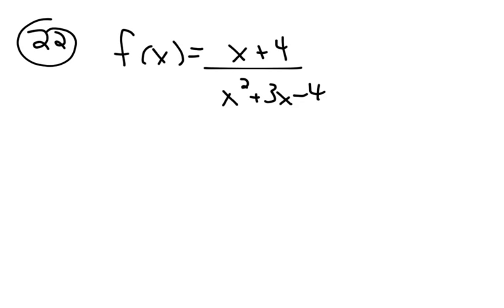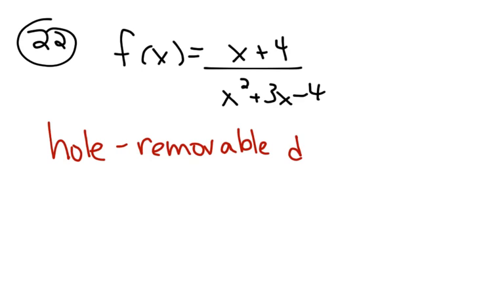Number 22. Are there any holes for f of x equals (x + 4) over (x squared + 3x - 4)? If so, name them. Remember, a hole was also known as a removable discontinuity. That means that I can cancel it with something from the numerator. All of our discontinuities are things that happen in the denominator of a rational function.